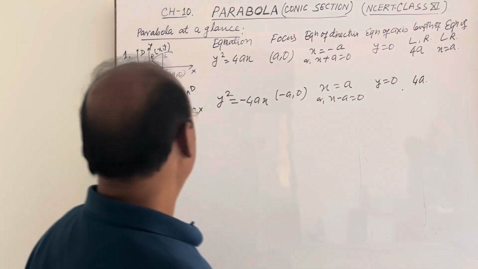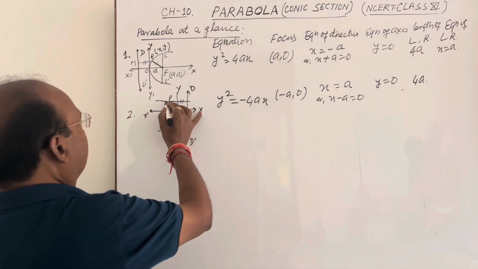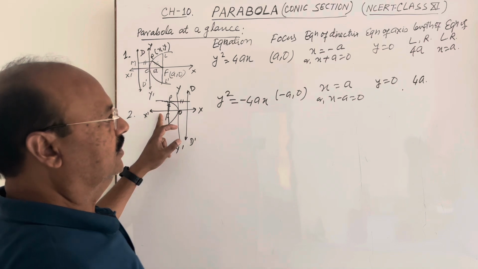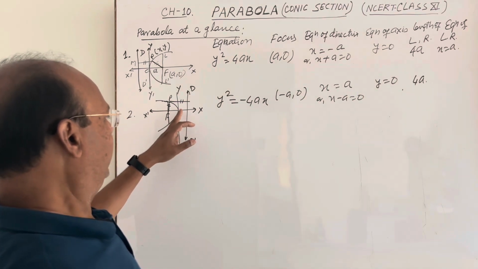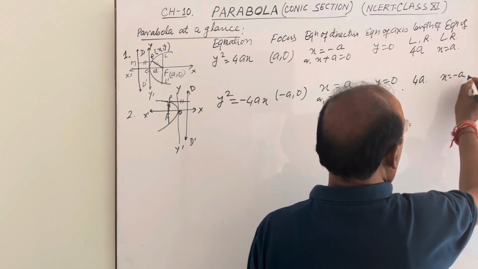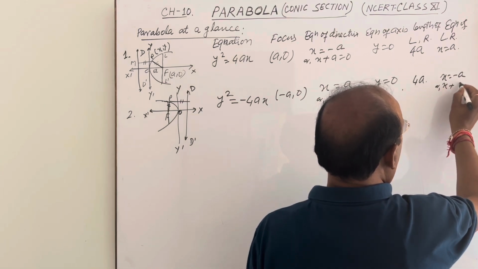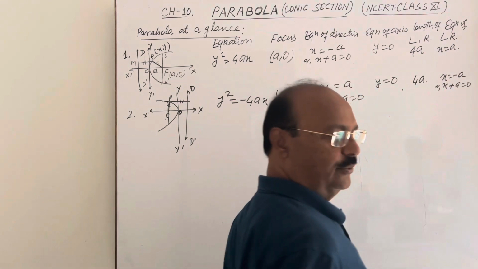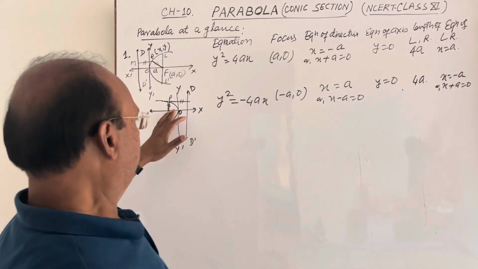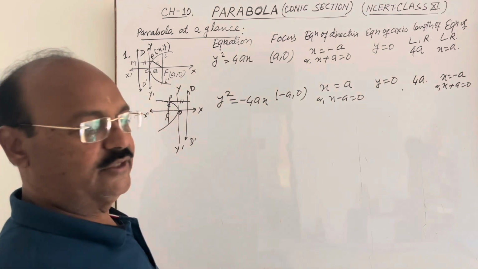And equation of latus rectum, here latus rectum is in the left of the origin. So equation of latus rectum is x is equal to minus a. This is x is equal to minus a, or we can write x plus a is equal to 0. So this is second type of the parabola, when right in the left side this parabola is open.